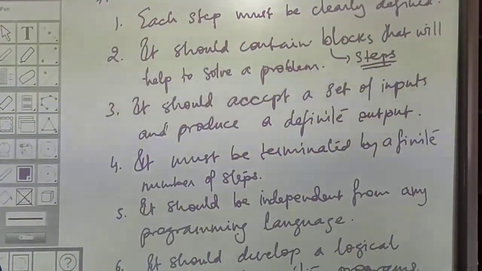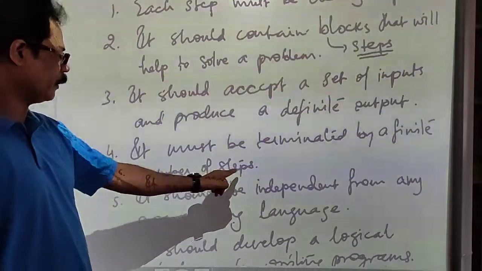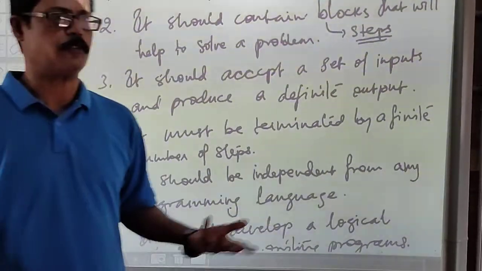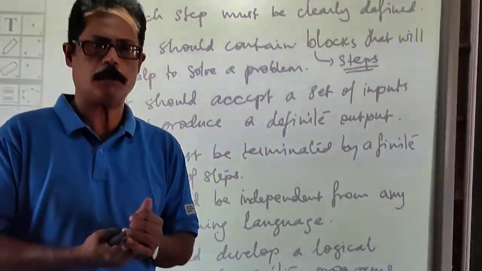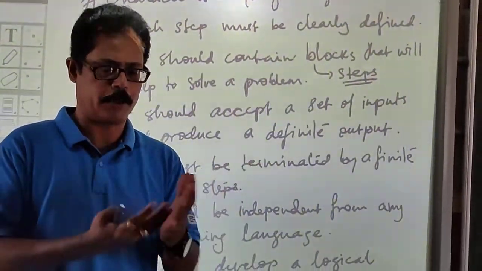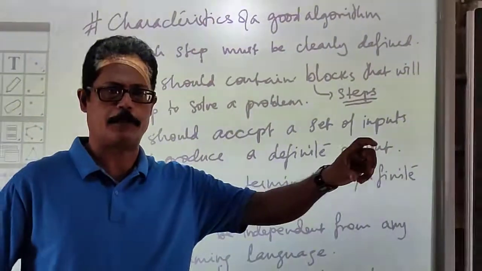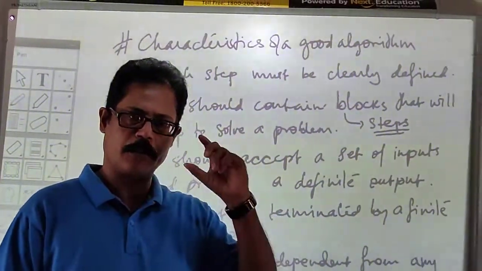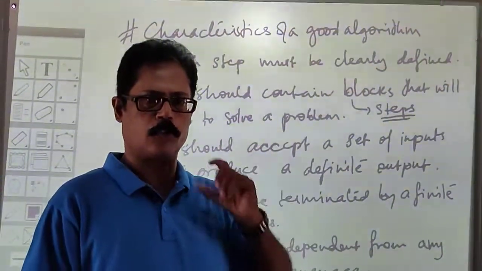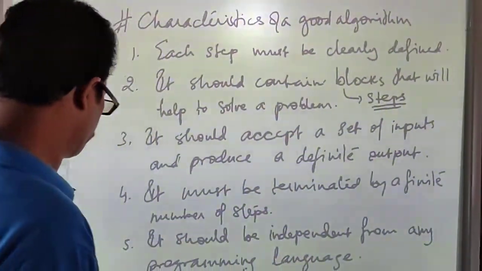Fourth one. It must be terminated with a finite number of steps. Now the number of steps, of course, should be countable and should not be too many. Please don't beat around the bush and write too many steps over there. It's all about writing fewer steps, but concrete information should be displayed in those steps.